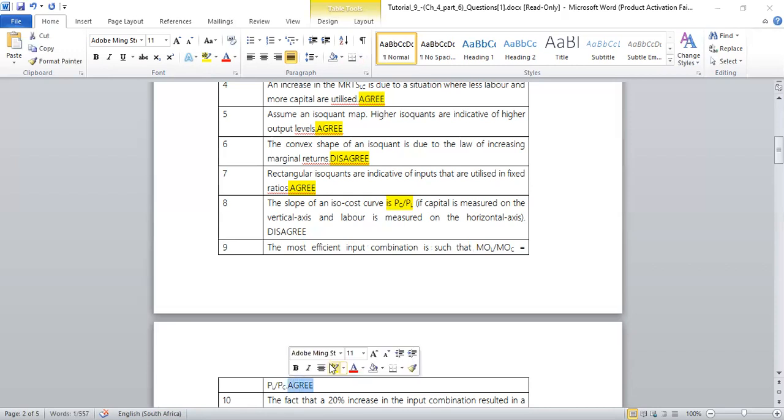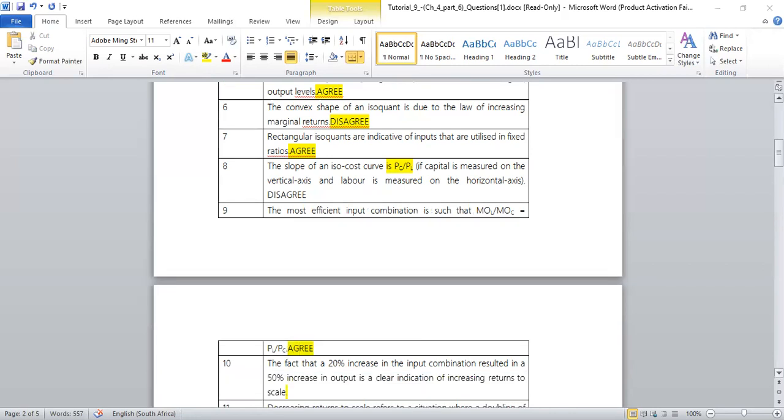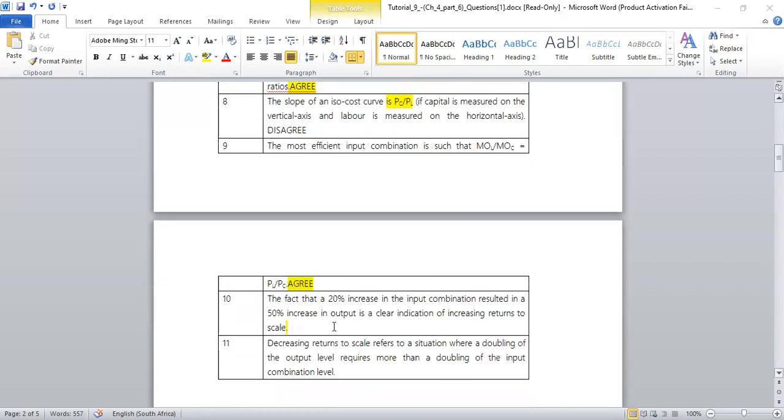Agree. Let's go on number 10. The fact that a 20% increase in the input combination. Inputs, guys, are those resources that we use in the production process. But when it comes to output, it is the result or the final product. So let's look at this statement.